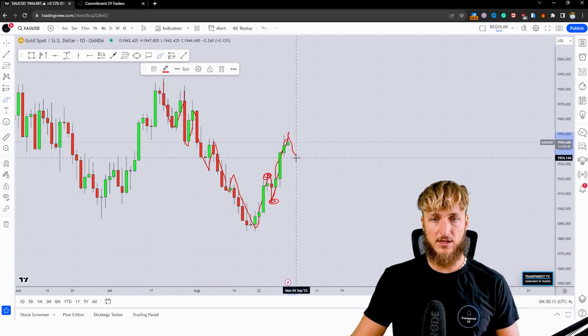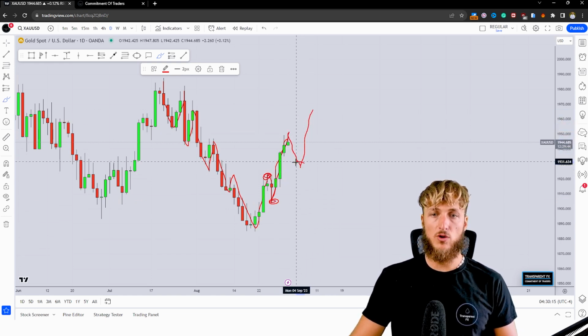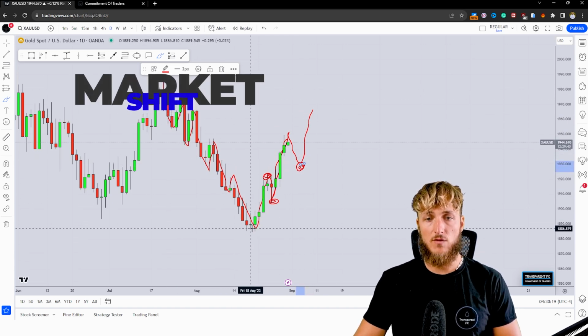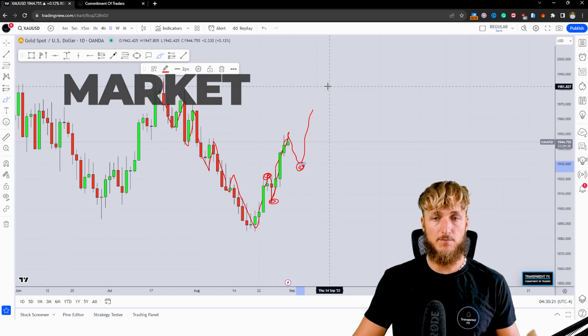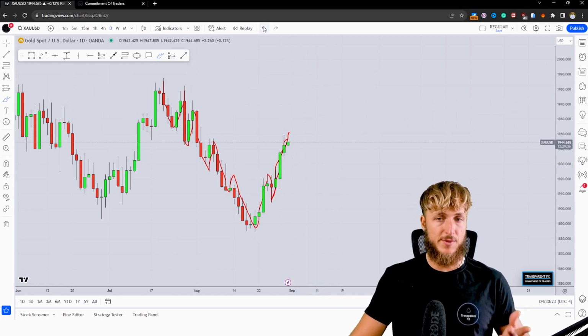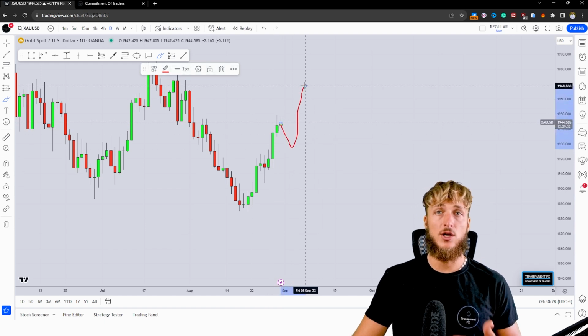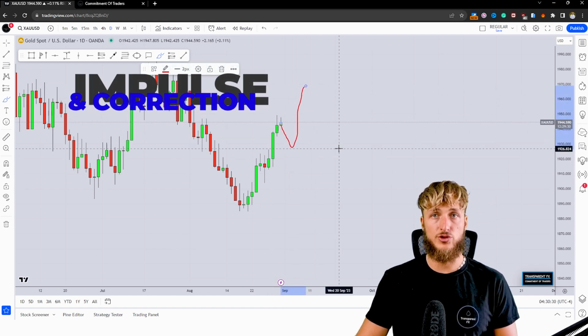So what we could expect here is a correction in the market to also create a higher low, essentially creating a perfect shift from a bearish trend to a bullish trend. So what this means is that what we could expect in a situation like this is a correction and then to see more potential bullish continuation.